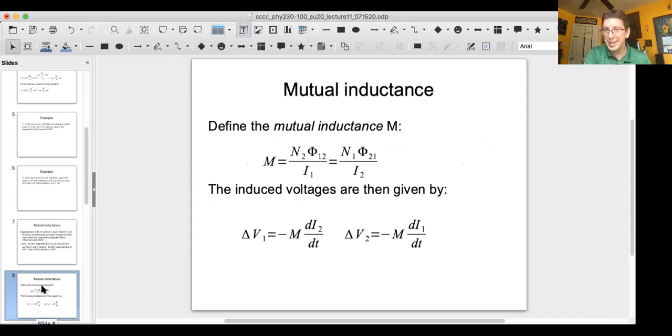And notice there's a symmetry. There are two equivalent ways to write this. And so the mutual inductance can be the total number of turns in coil 2 times the magnetic flux due to coil 1 in coil 2 divided by the current in coil 1. You can also write that as the total number of turns in coil 1 multiplied by the magnetic flux that coil 2 creates in coil 1 divided by the current in coil 2. Either way, you should get the same result.